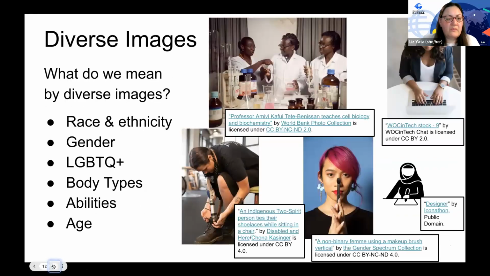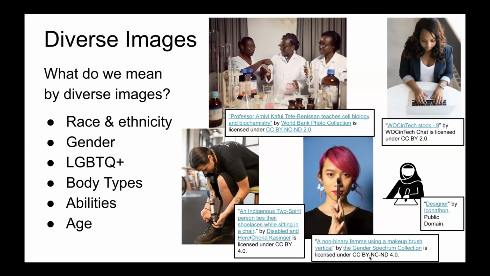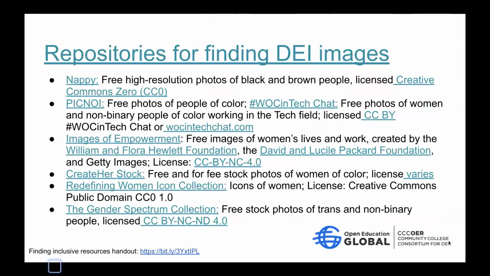Next slide. So, what do we mean by diverse images? So you can see we've got some Black women who are in a science setting. We've got people of different genders, ethnicities. I don't know if you can see very well, but the bottom left photo is someone with a prosthetic leg. So just all sorts of different images. Next slide.